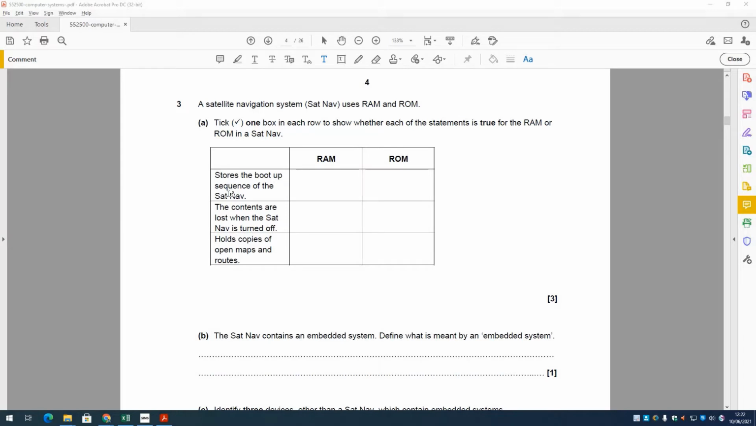Stores the boot up sequence for the SatNav. Okay, like we just said, that's going to be ROM. I'm going to put an X in instead of a tick. The contents are lost when the SatNav is turned off. If it's lost, that means it is volatile, which is RAM. Holds copies of open maps and routes. So because it's open, it's going to be RAM again, because like we said, it stores instructions for programs that are currently open.